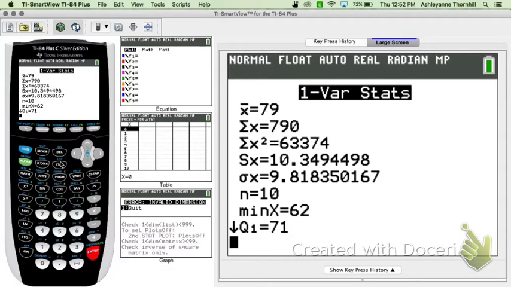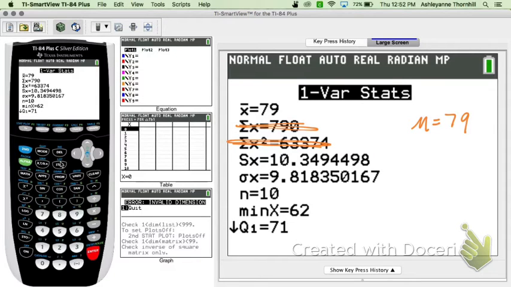X bar is our sample mean. It is also your population mean. They both are the same thing, the way that it's calculated. So if the question were asking me for the mean, look at the context of the question: is it a population or sample? Population. Because why? It's the whole class. So I'm going to say mu equals 79. I think we did this in the first lesson. We don't need this.